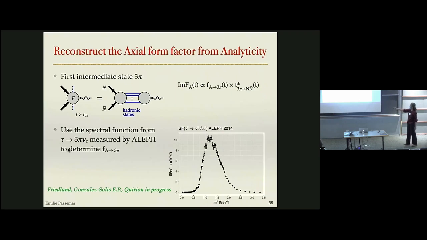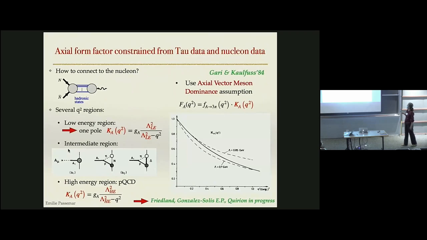And I can use some measurements by ALEPH and more recently by BaBar and Belle. And the other part is a bit more complicated: the 3 pion coupling to n bar. There have been some models proposed in the 80s using vector meson dominance and the exchange of delta, pion and rho. So you can build a model to determine this part. And then using analyticity, you can reconstruct this axial form factor. This is still a work in progress, but we are hoping to get a physical parametrization soon.